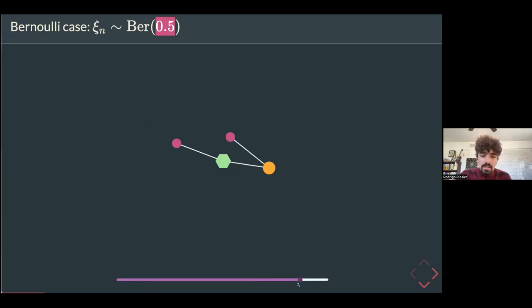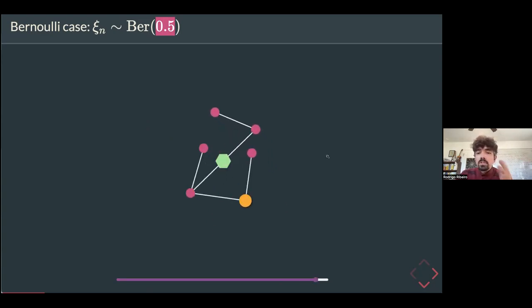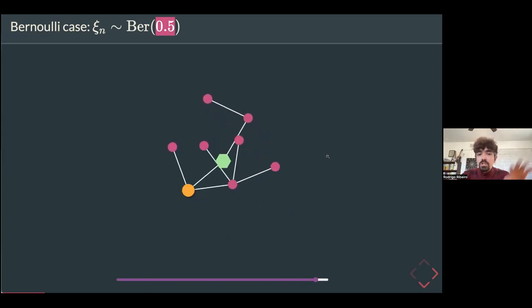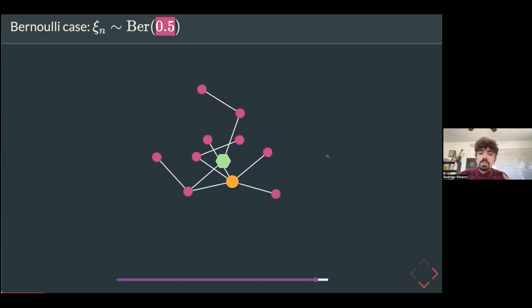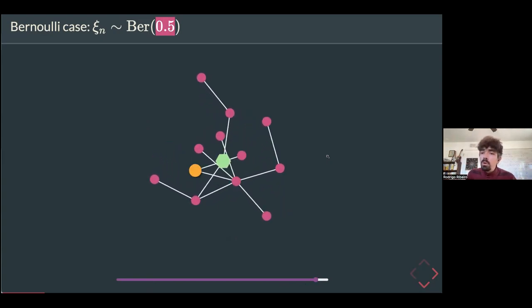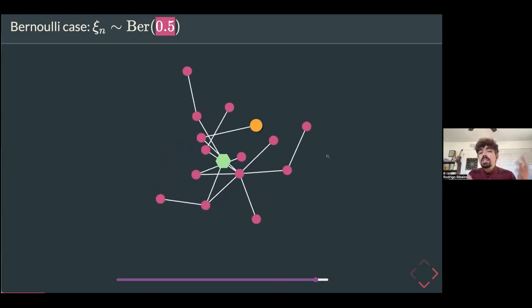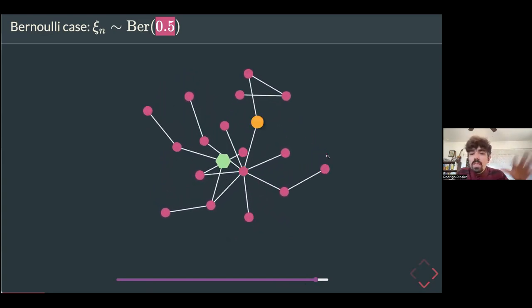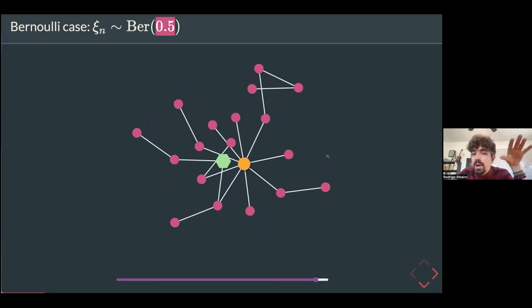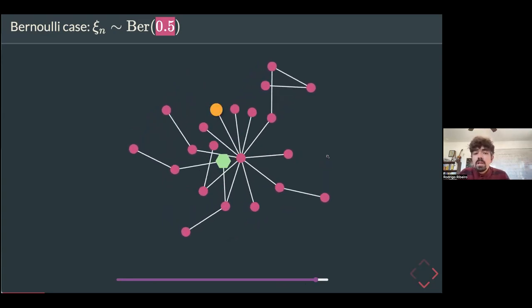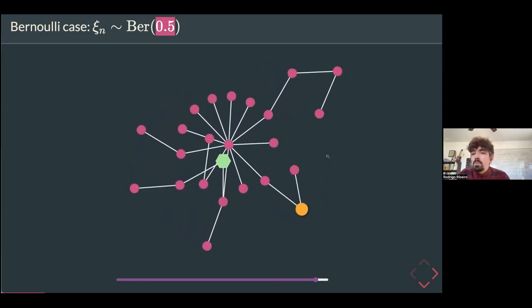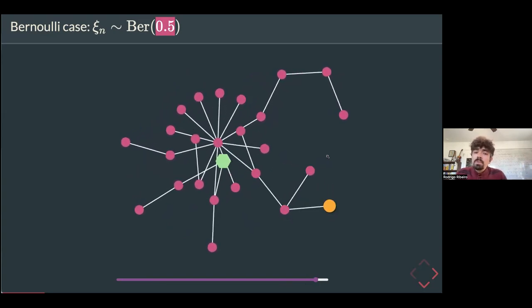So let's run this. This is a movie, a picture to have in mind throughout the presentation. As the walker moves, it flips a coin and decides, according to this coin, whether it changes its environment or not. And then it performs a step of a random walk on the possibly updated tree.